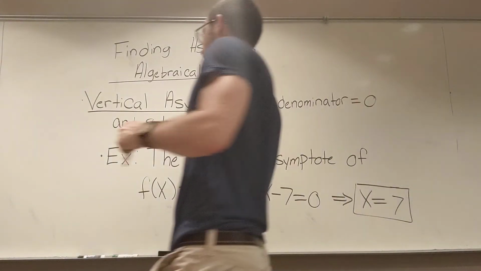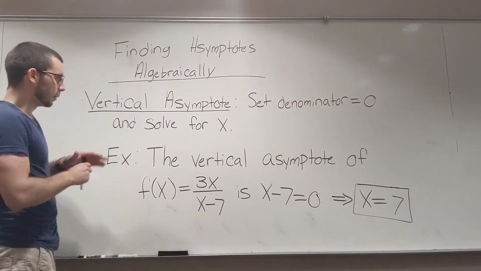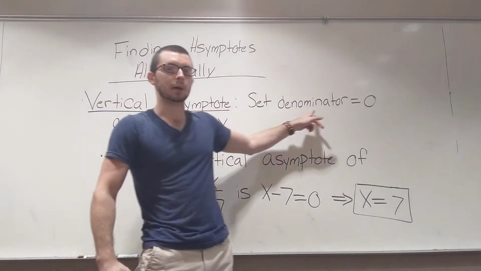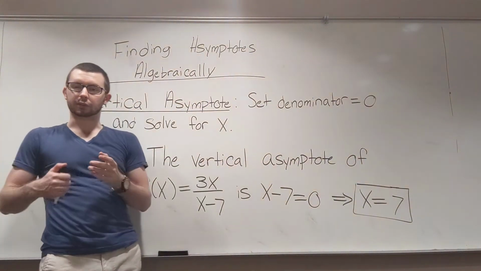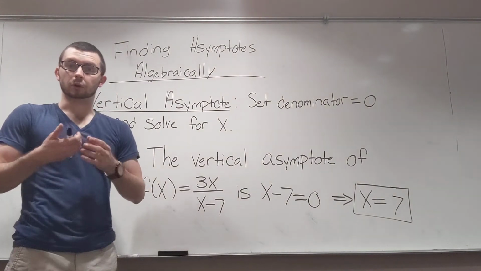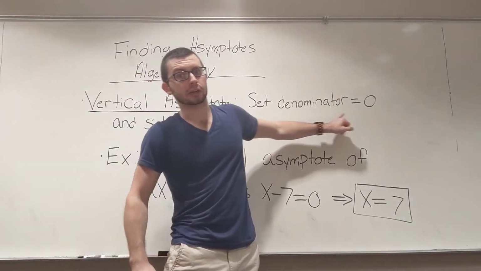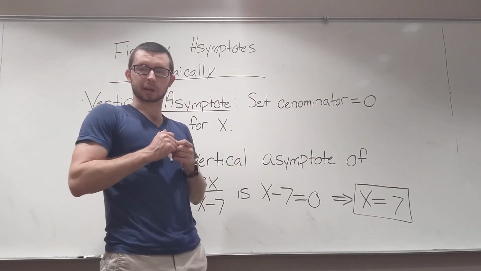And vertical asymptotes, I provided a rule here, it's also in your notes, but the rule is for vertical asymptotes, you set the denominator equal to 0 and you solve for x. Now this should sound very familiar. The domain of rational functions is setting the denominator not equal to 0. But asymptotes look at it from the other perspective.